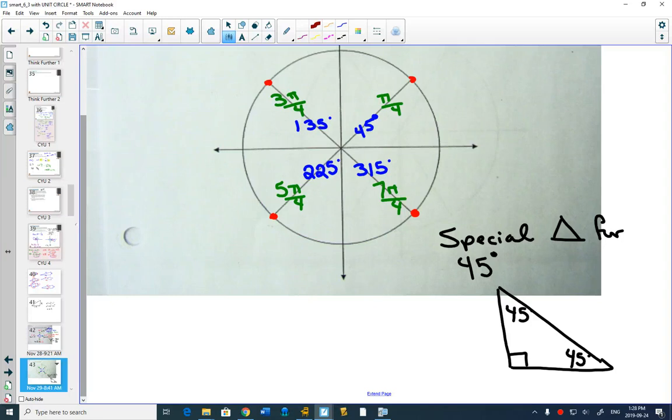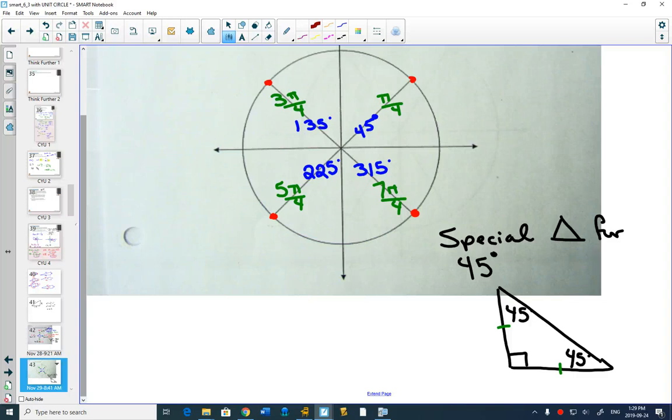Now, that's a right angle triangle, but when both the angles are the same, there's a special name for that as well. What kind of triangle is that? Isosceles. And what's special about an isosceles triangle? Two angles are the same and two sides are the same. So this side here and this side there are going to be the same.